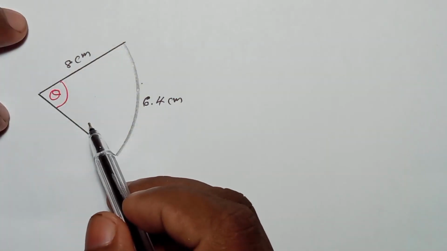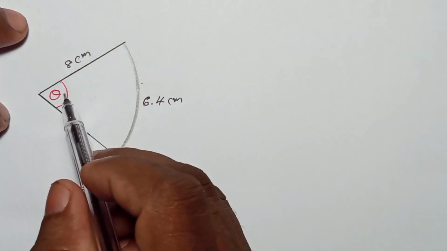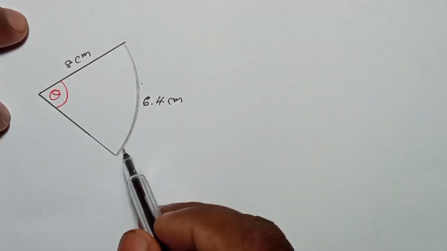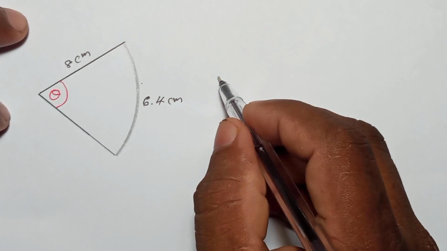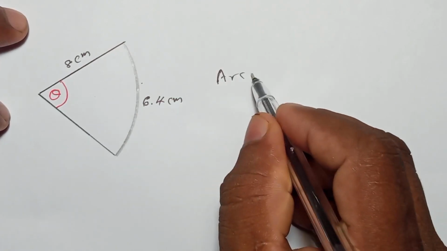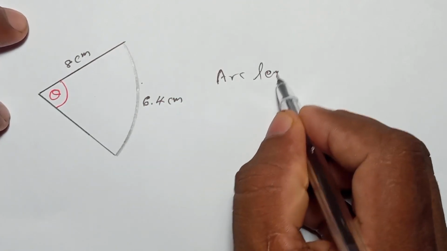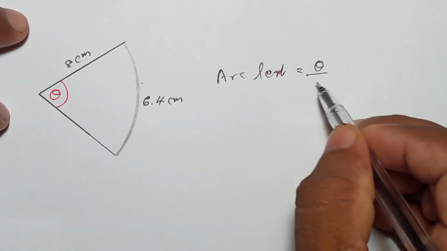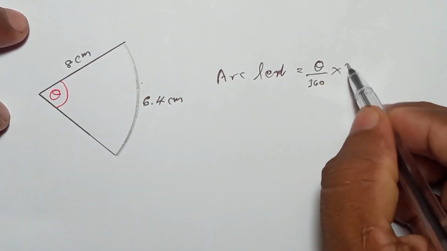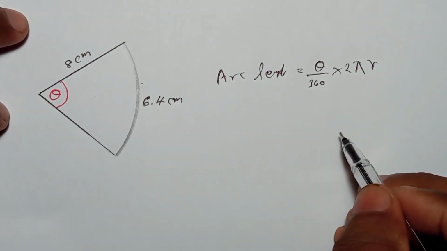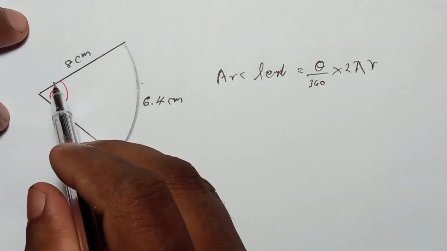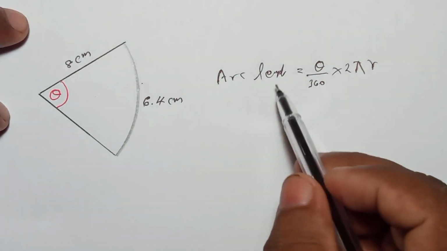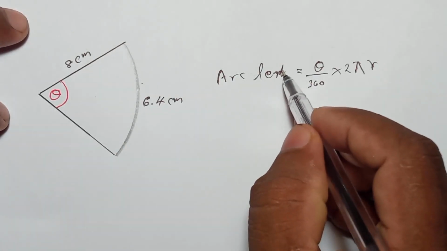So for a moment think like this. If you have this angle size, to get this arc length, what way do you do it? Arc length equals theta over 360 times 2 pi r. That's the formula you use to find this arc length. The thing is here, they give the arc length, this arc length they have given.